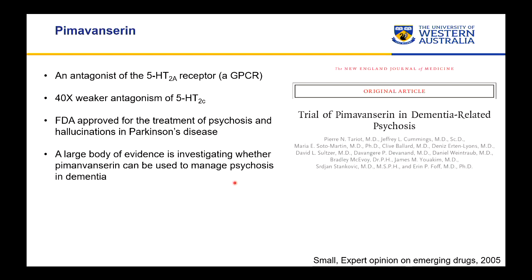But there's also a large body of evidence investigating whether this drug can also be used to manage psychosis in dementia. Again, it shows promise in treating psychosis in Parkinson's. Maybe this can extend to dementia patients as well. But there's very little evidence for it, but it seems to be promising in what evidence there is.